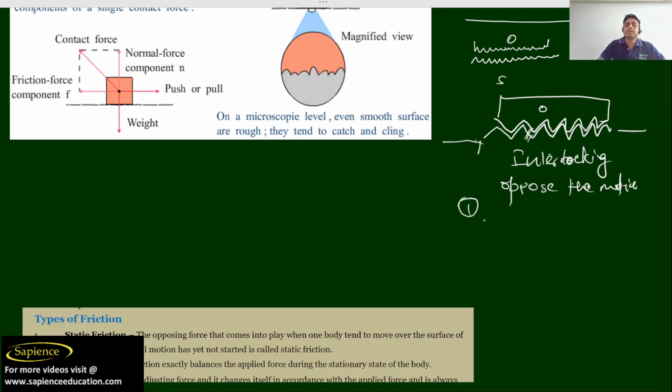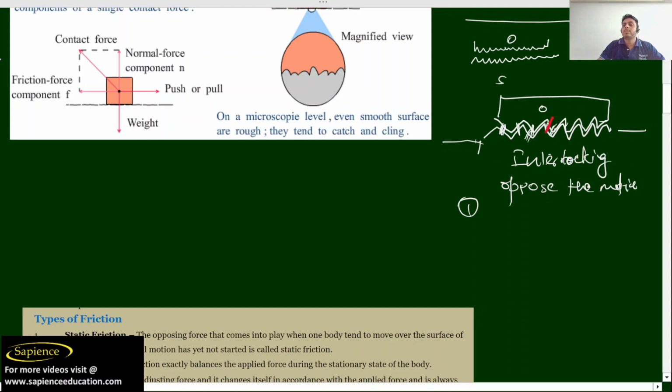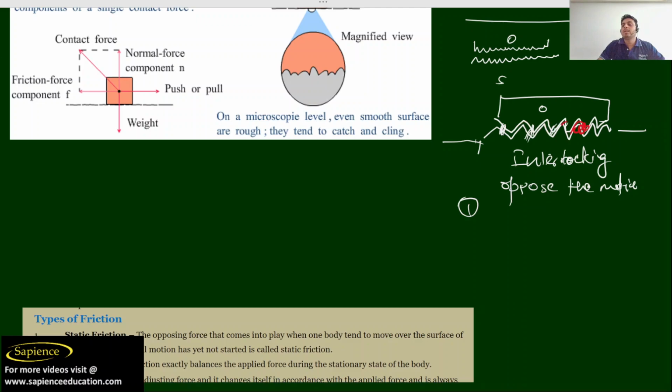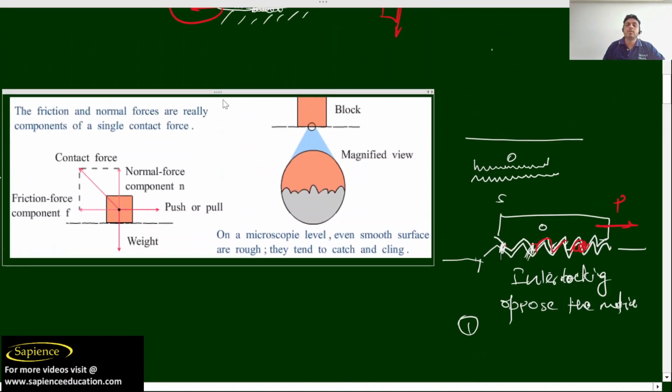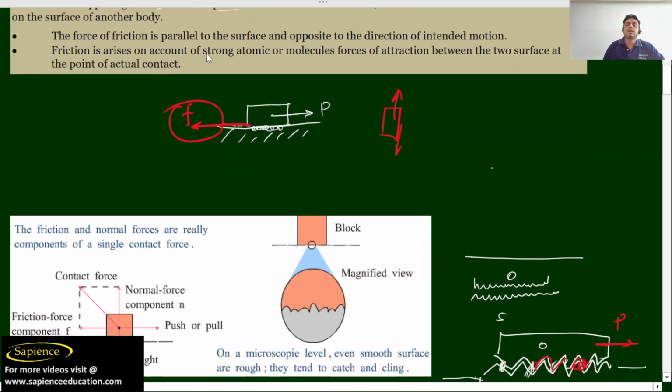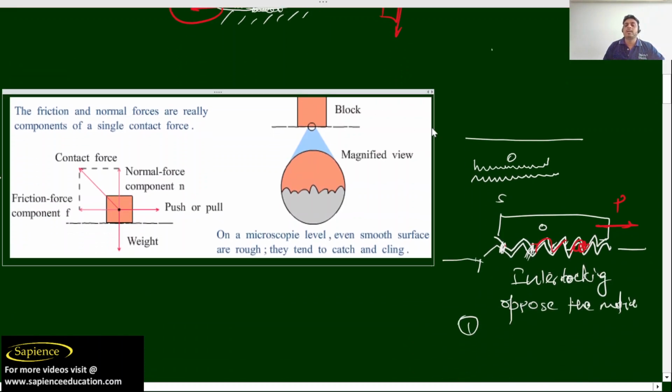And there is another reason, that is the molecular force of attraction. When this object is kept, there is a molecular force of attraction between these two objects, and this creates a large force which does not want to let the body go into motion. Understood or not? So whenever I start pulling this object, there will be an opposing force. Why? Because of the interlocking, and because of the force of attraction at the molecular level. So friction arises on account of strong atomic or molecular forces of attraction between the two surfaces, and the second is interlocking.